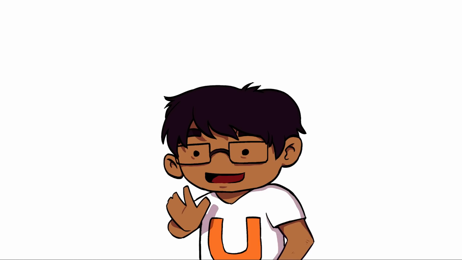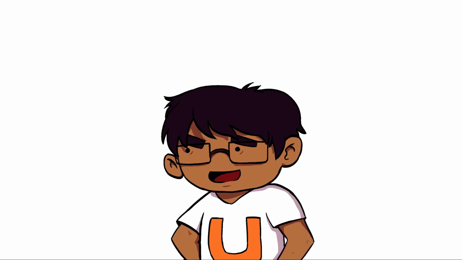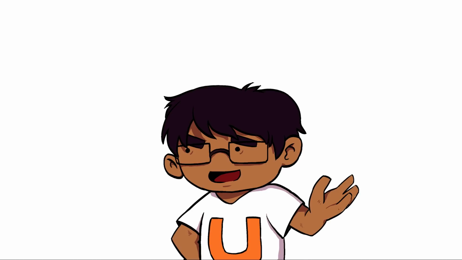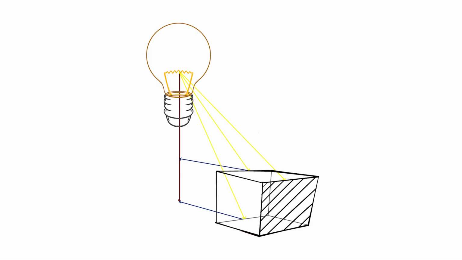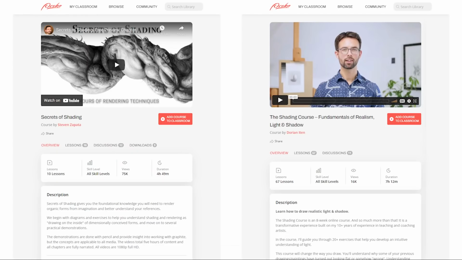Don't worry though. As with most things, we found that the understanding of 3D space we work to develop here helps provide a much stronger foundation for the understanding of how light and shading works, and so our students are generally better equipped to learn those concepts. After all, lighting is just the result of understanding the relationships between a light source and a form in the scene. If and when you are interested in learning about shading, both Steven Zapata and Dorian Iten have excellent courses, and we'll have links to that in the description below as well.